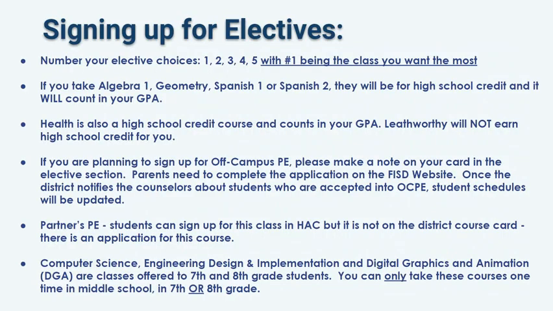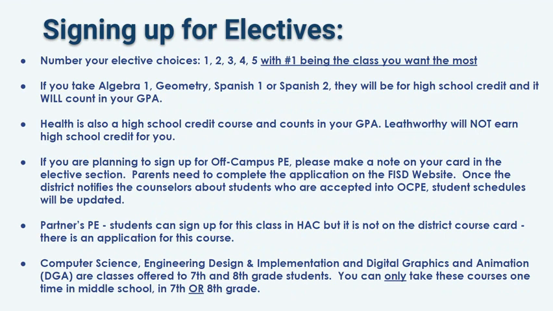Signing up for electives, there's a few things to remember. Remember, you number your electives from 1 to 5, with 1 being the class you want the most. If you take Algebra 1, Geometry, Spanish 1, or Spanish 2, those classes are for high school credit and will count in your GPA. Health is also a high school credit and counts in your GPA. In middle school, we have the students take LeadWorthy in first semester and Health in second semester. So Health is high school credit, but LeadWorthy is not high school credit.